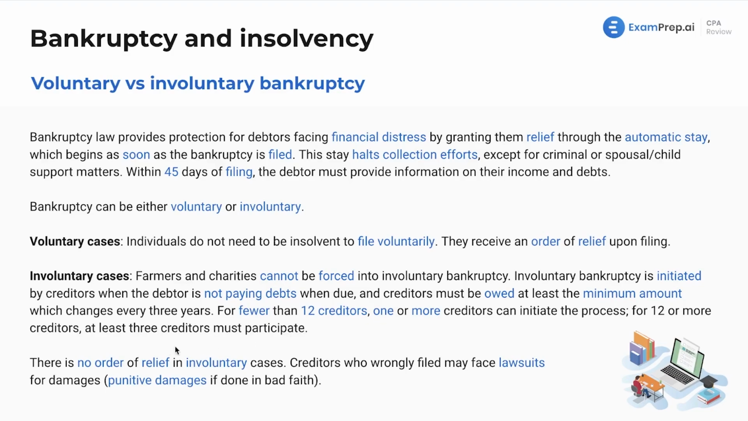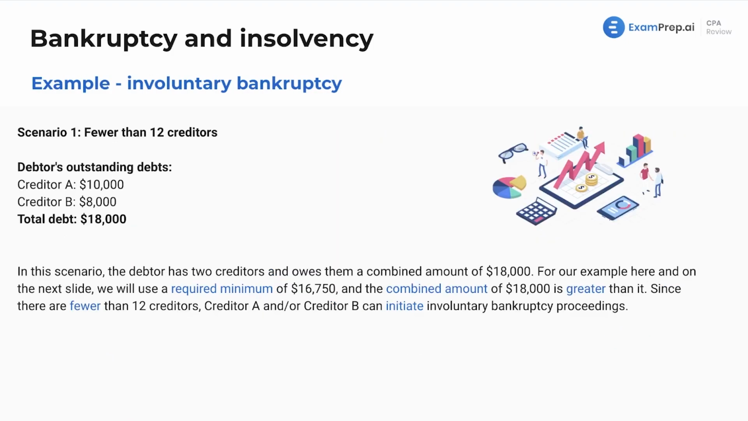Now, there's no order of relief in involuntary cases, and creditors who wrongly filed may face lawsuits for damages and punitive damages, again, coming after them if they tried in bad faith to force this debtor into bankruptcy. All right, here we go.